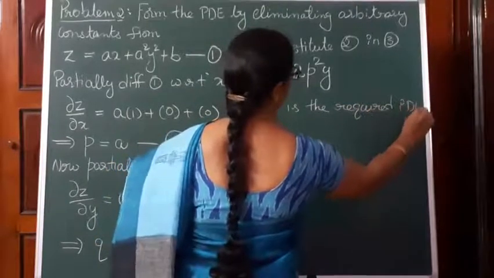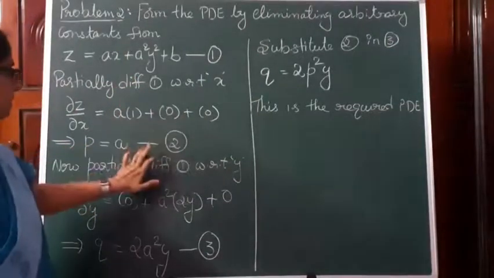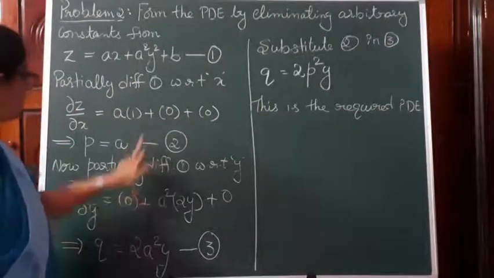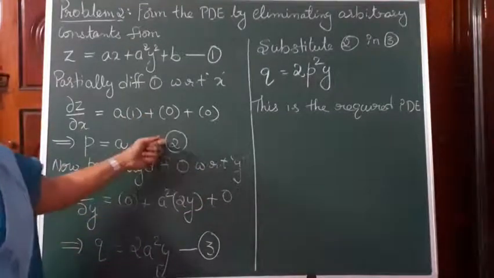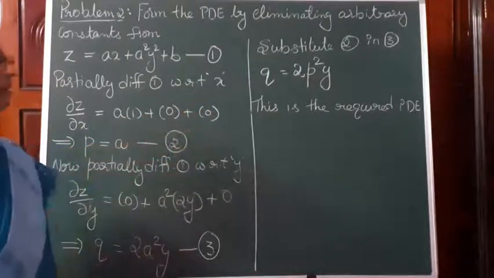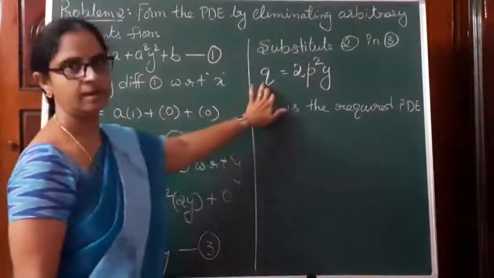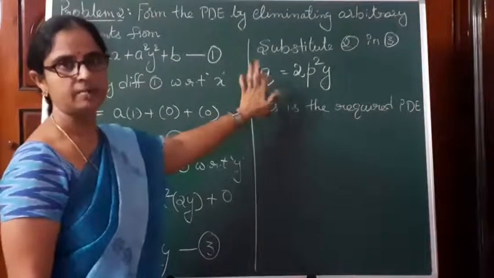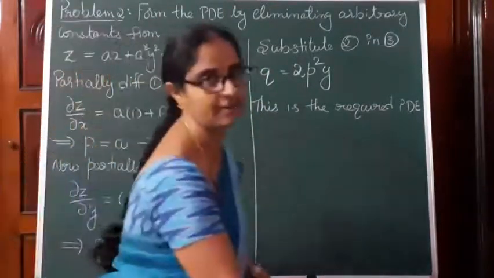differential equation. Okay. So we differentiated 1 with respect to x and we obtained equation 2. Then we differentiated again 1 with respect to y. Then we obtained equation 3. Now substituting 2 and 3, we eliminated the arbitrary constants which gave rise to a first order partial differential equation. Okay. So we will do another problem. We will solve another problem now.